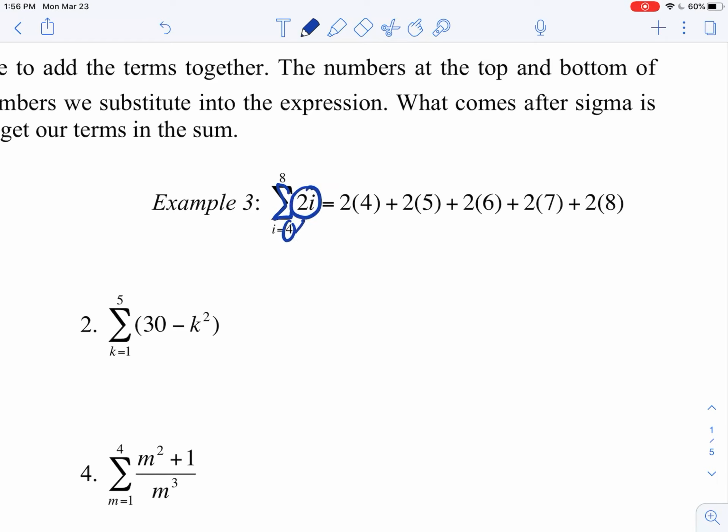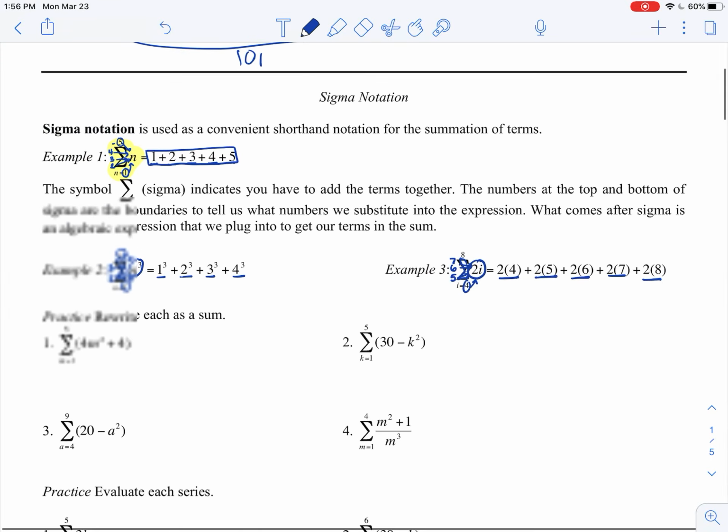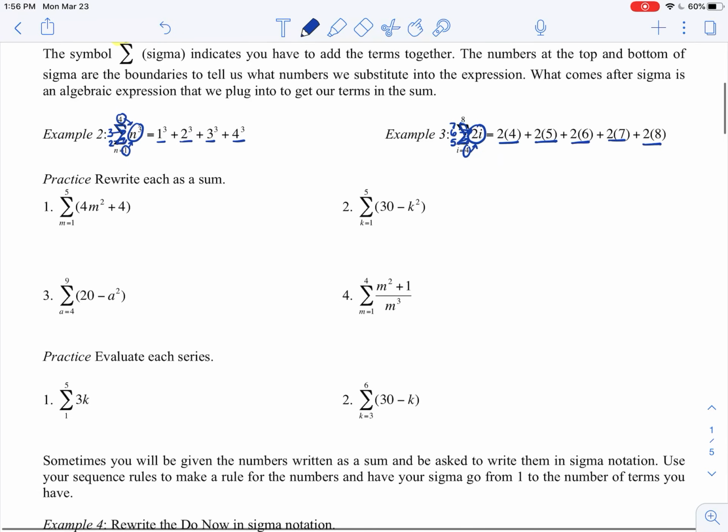You're still doing a sigma. What rule are you plugging into? You're plugging into 2i. You're starting with 4, so notice that I start with 2 times 4. Then I plug in 5, then I plug in 6, then I plug in 7, and finally I finish by plugging in 8, and that now gives me my pattern written as a sum.